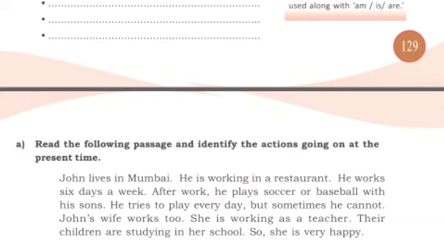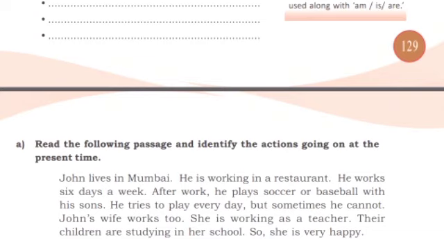Let's find out, children. John lives in Mumbai. He is working in a restaurant. He works 6 days a week. After work, he plays soccer or baseball with his sons. He tries to play every day, but sometimes he cannot. John's wife works too. She is working as a teacher. Their children are studying in her school, so she is very happy. Now, can you identify the actions going on at the present time?